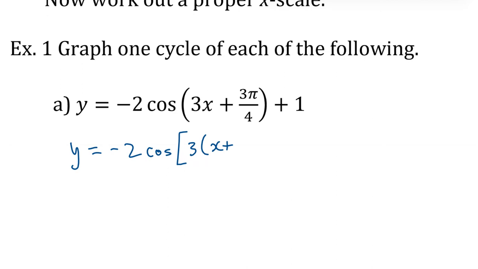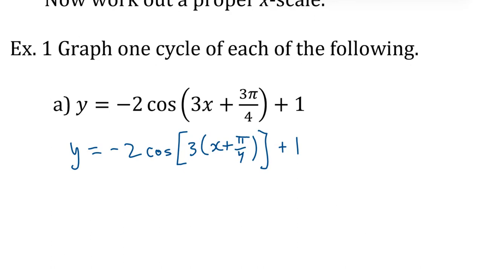3 pi over 12, which reduces to? Nice, pi by 4. We want the reduced version for sure. Okay? Now, what did I tell you is the most important thing when you're talking about graphs? It's overwhelming to look at that and say, I don't even know where to start.